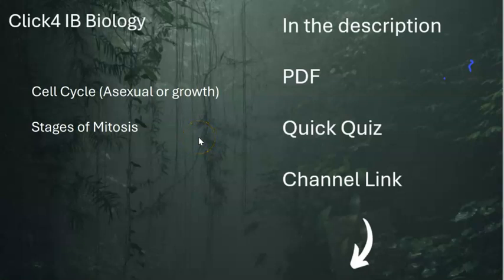Click for IB Biology. We're now looking at the cell cycle from the point of view of the stages of mitosis, getting a little bit into more detail and remembering that the cell cycle, cell division, the function of which can be asexual reproduction or growth in a multicellular organism.